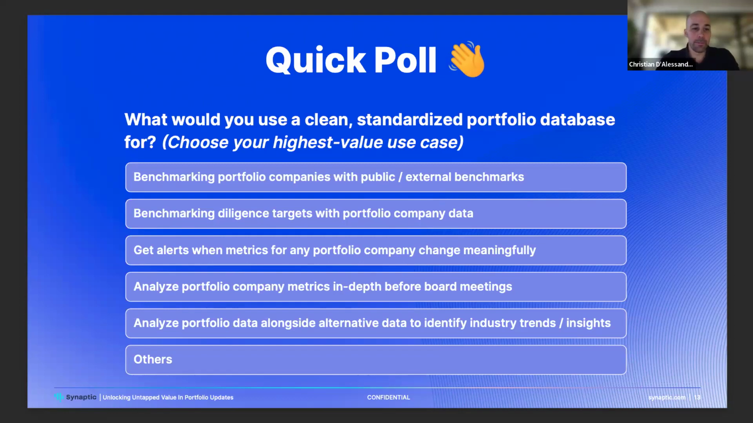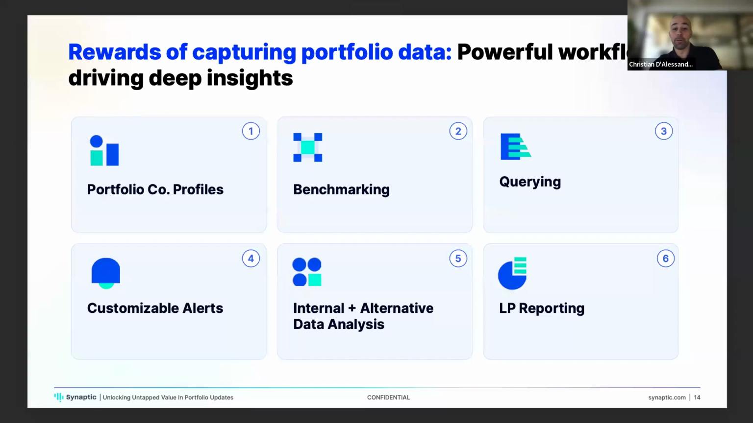All right, let's pull up the poll results. And looks like the top answer is get alerts when metrics for any portfolio company change meaningfully. I know we'll be getting into that as well, and talking about the benchmarking use cases here. So that segues into it. From the poll results, you all see there's just a variety of responses.